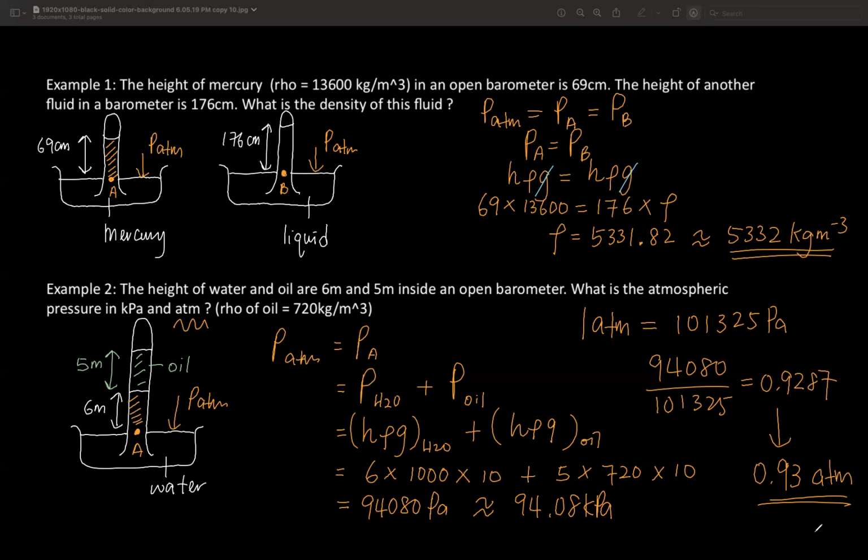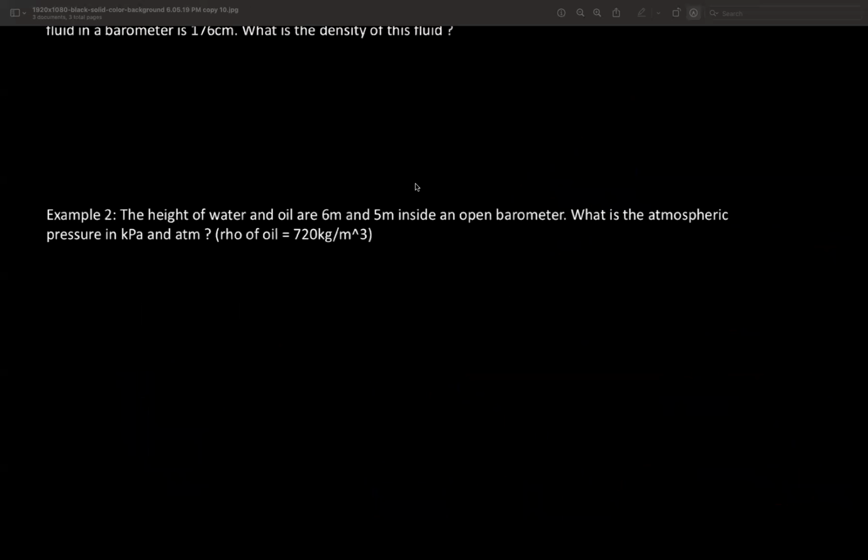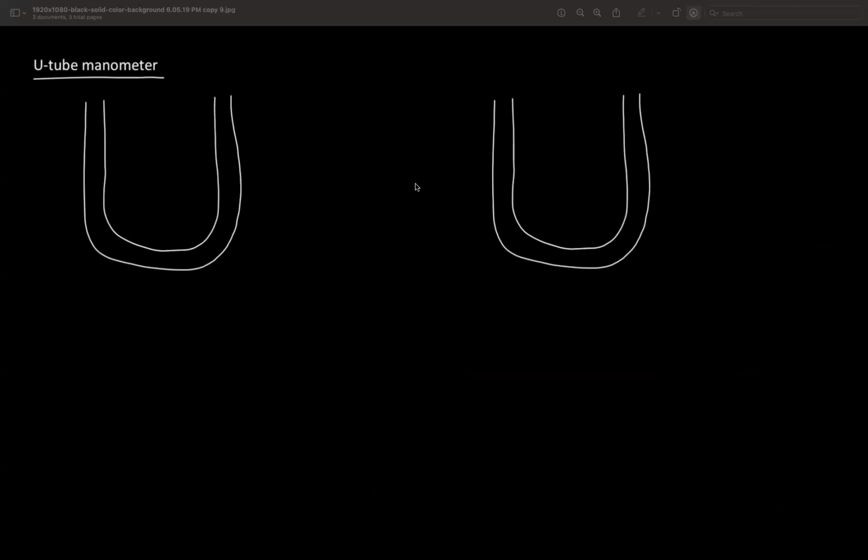Okay, next one. Now here we will look at the U-tube manometer. The U-tube manometer is very similar to the barometer. All the things that we learn apply the same here.